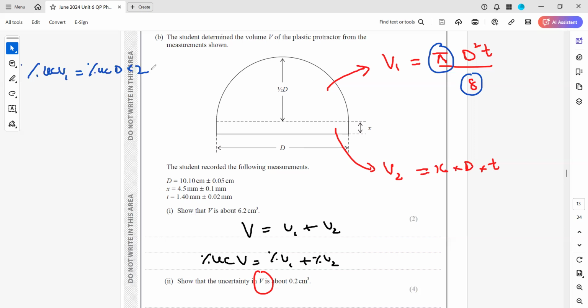Why multiplied by 2? Because if the power 2 is there, it will be times 2. If power 3 is there, it will be times 3. And t is also there, multiplied, but the percentage uncertainty always adds. So it will be plus the percentage uncertainty in t. That's how we get the percentage uncertainty in V1. Is it clear? This part?